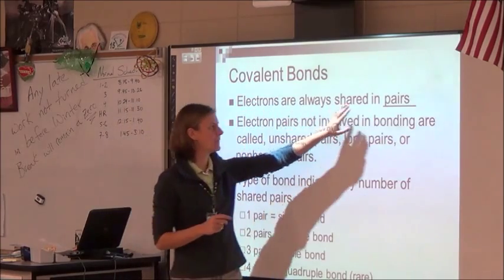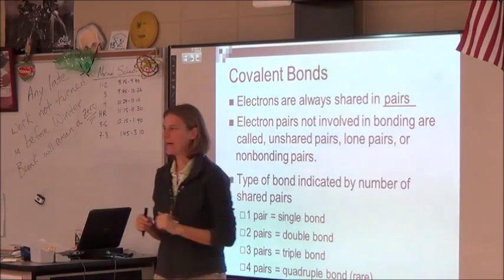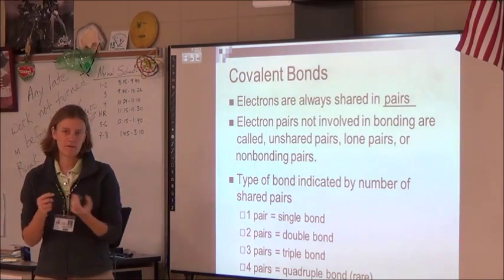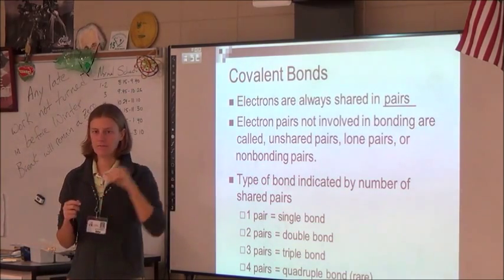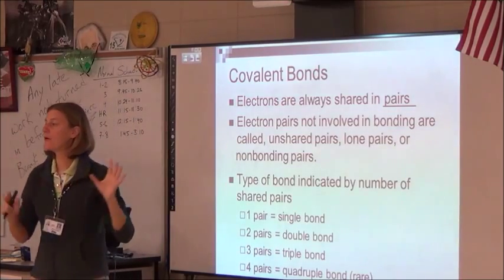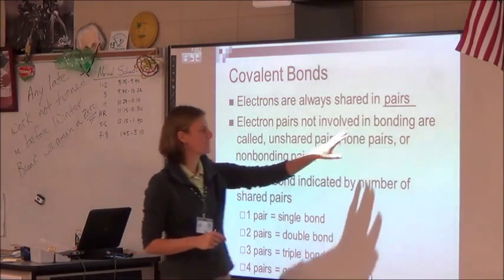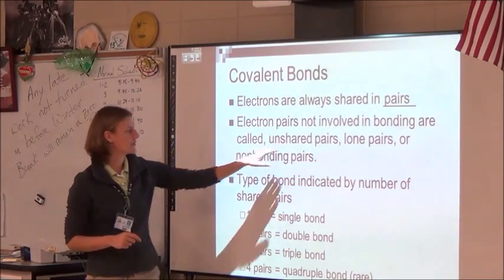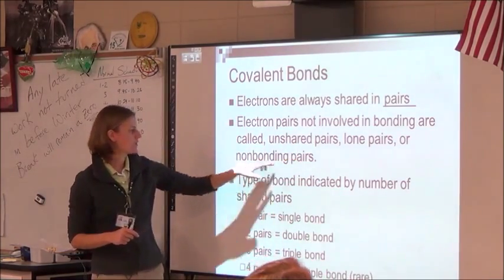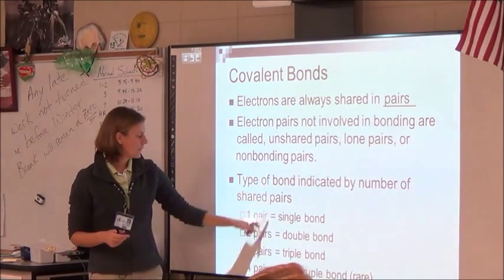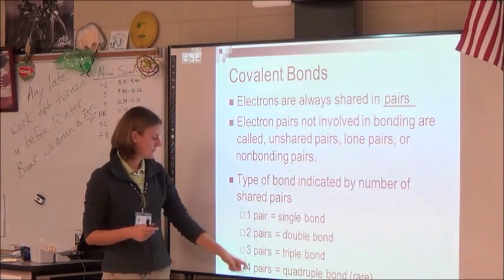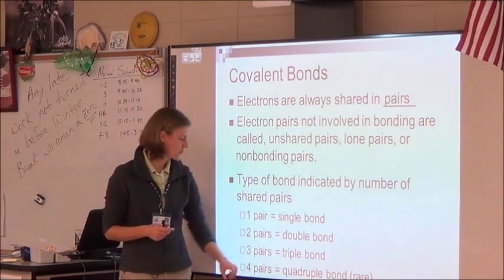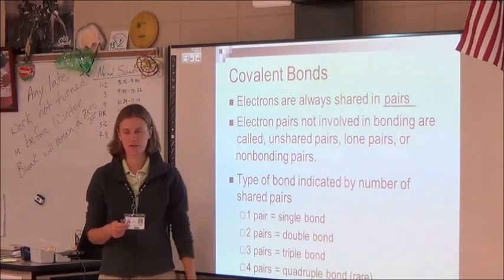But one thing about covalent bonds is that electrons are always shared in pairs. When we did ionic bonding, we'd often have one valence electron go over here, one go over here. But no, in covalent, everything happens in pairs. Electron pairs not involved in bonding are called either unshared, lone pairs, or unbonding pairs. And we have four types of bonds, a quadruple bond being kind of rare: single bond, double bond, triple bond, quadruple bond, depending on how many pairs of electrons are shared.